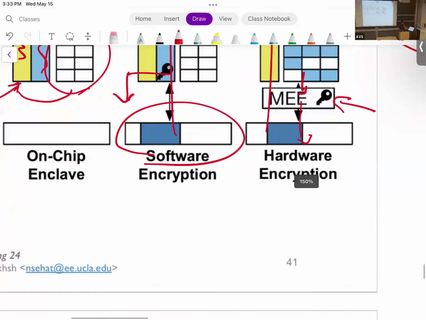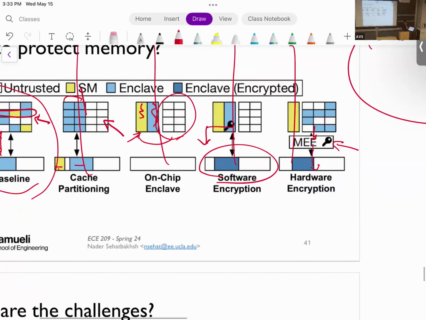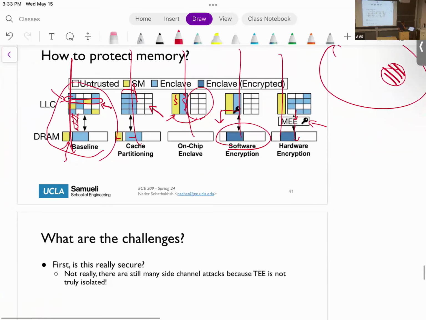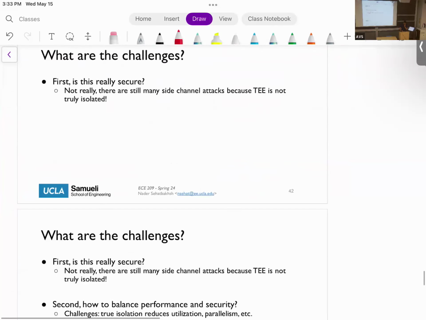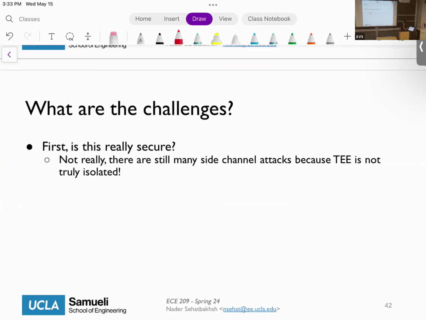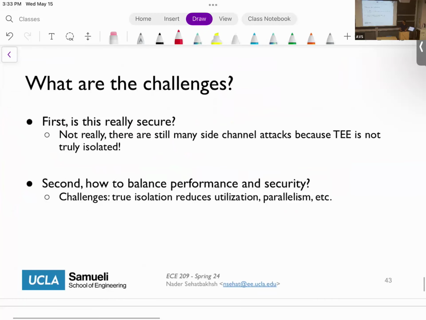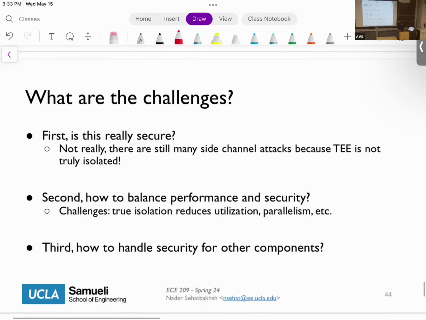So that's why, for example, here you see an encrypted enclave, but there's no encrypted enclave here, right? So that's number one, that all of these things we do, we still don't fully fix the problem. The second is, how do we balance security and performance? True isolation, you reduce utilization. What about parallelism? What should we do with that? That's also a very exciting area for research for many.